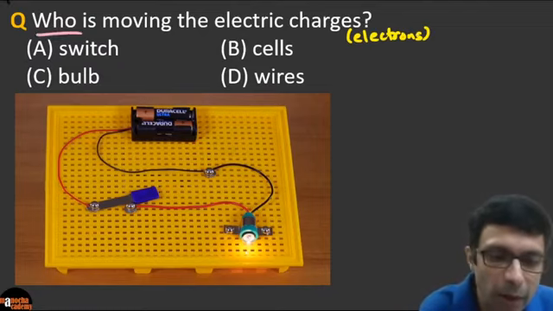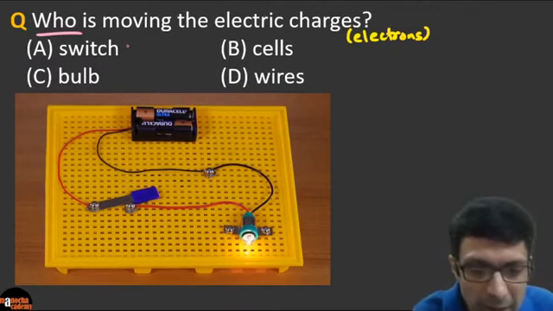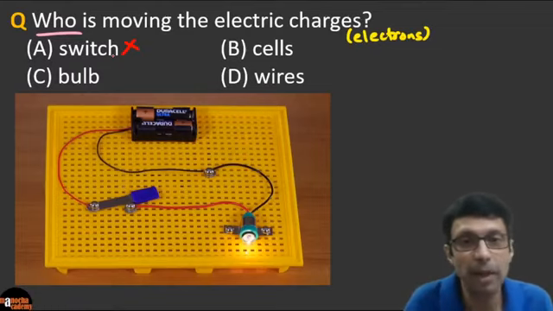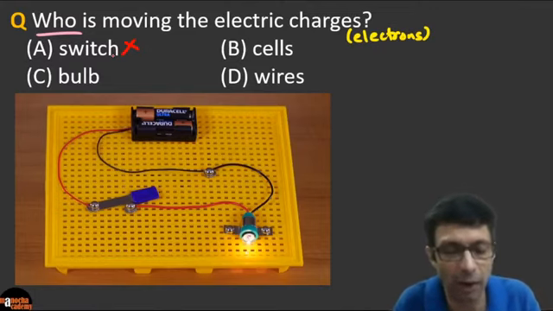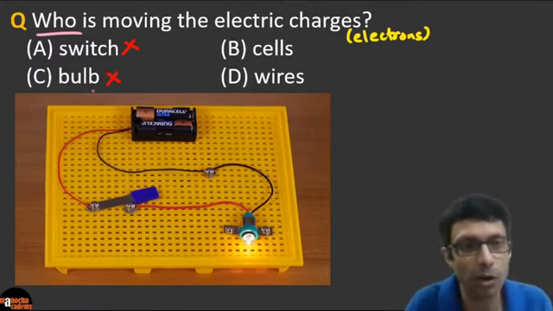Okay, so you know it can't be the switch, right? Because the switch can go on and off. So this answer is definitely not the right answer. And it can't be the bulb also, right? Because you could have a fan, you could have a different electrical appliance, so you just don't need a bulb, right? So that is definitely wrong.